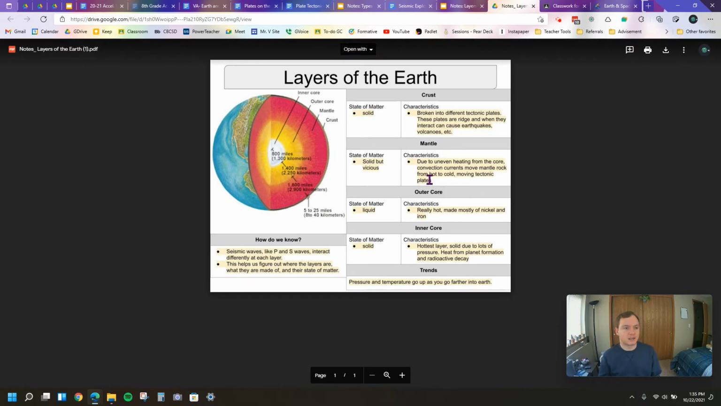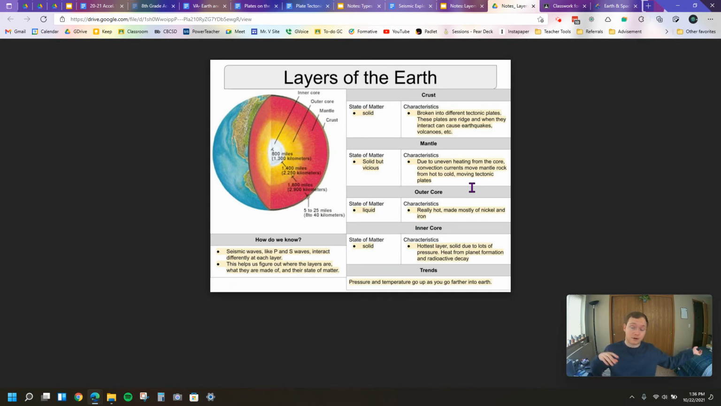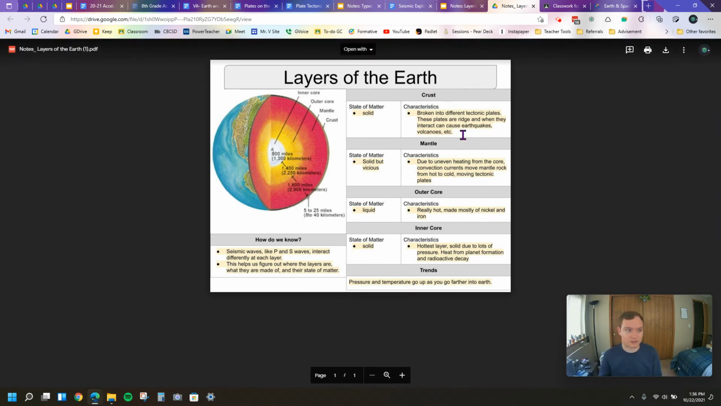For the mantle, because there's uneven heating from the core, the part near the core is really hot, but then as you get farther towards the crust end, away from the core, it gets colder. So because some areas are hotter than others, it creates those convection currents to help make the temperature more even. And that's what causes the movement of the tectonic plates on the crust.